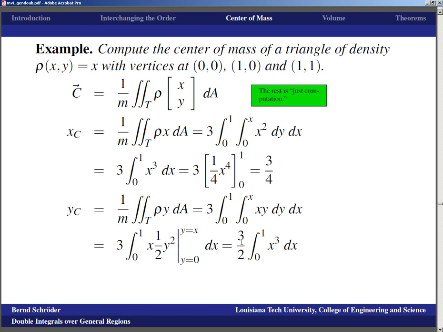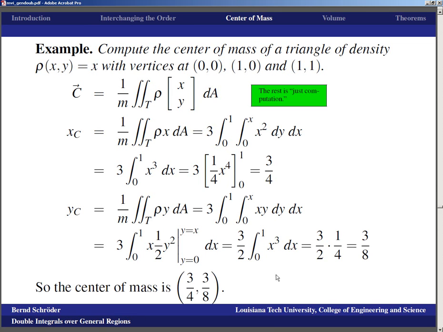And so then if we pull the 1/2 out, we get 3/2 times the integral from 0 to 1 of x cubed dx. And if I find the antiderivative of x cubed, that's 1/4 x to the 4th. So I get 3/2 times 1/4 x to the 4th from 0 to 1. That's 3/2 times 1/4, and that's 3/8 overall. And that means the center of mass is (3/4, 3/8).